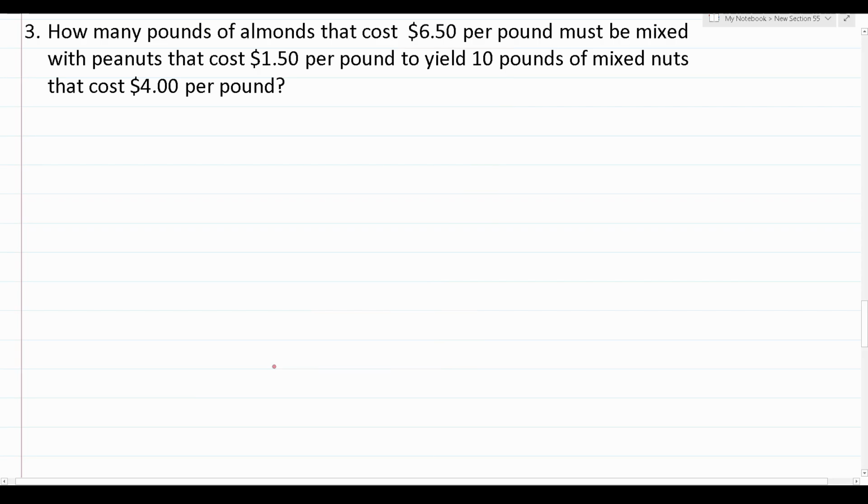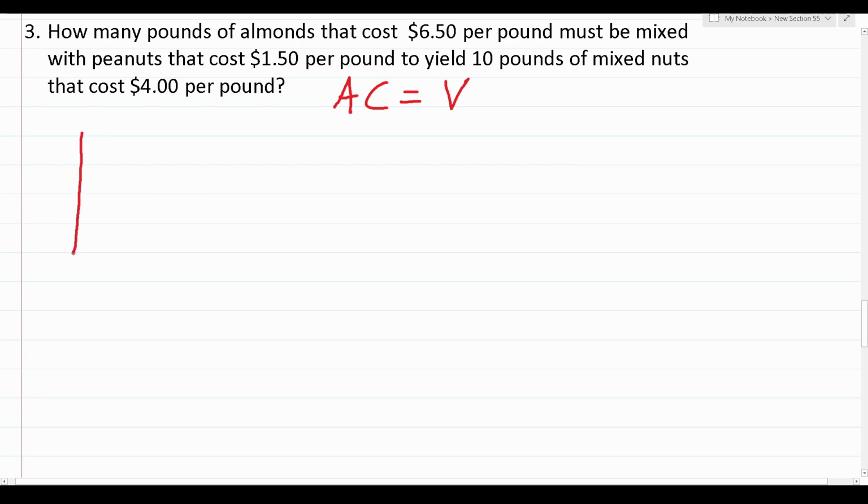All right, so this third problem says how many pounds of almonds that cost $6.50 per pound must be mixed with peanuts that cost $1.50 per pound to yield 10 pounds of mixed nuts that cost $4 per pound. Again, not surprisingly, I recommend you write this down. Amount times cost equals value. And likewise, I recommend you start setting up your chart.